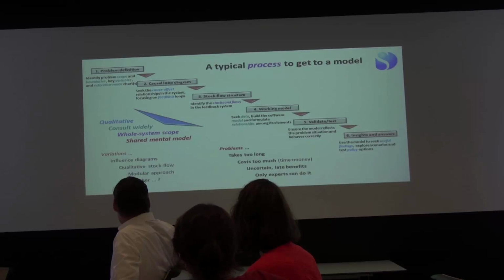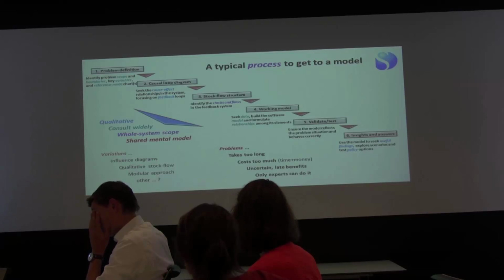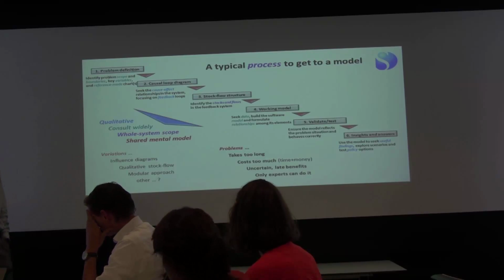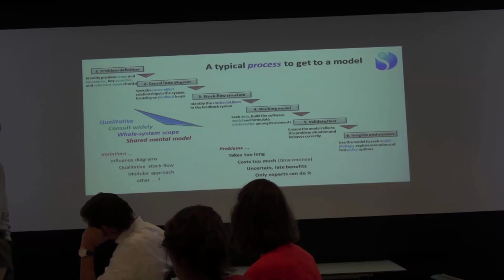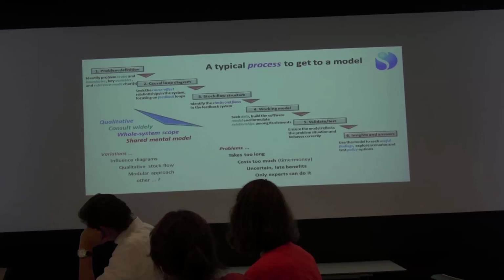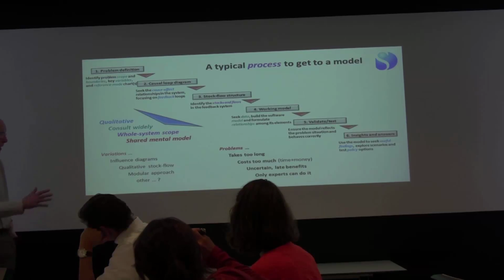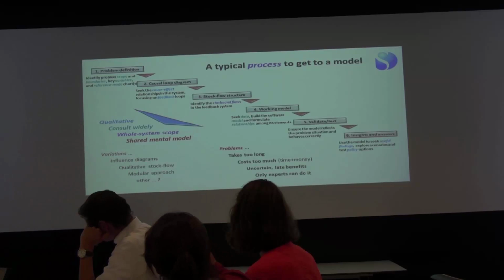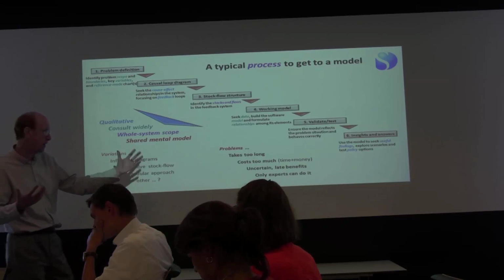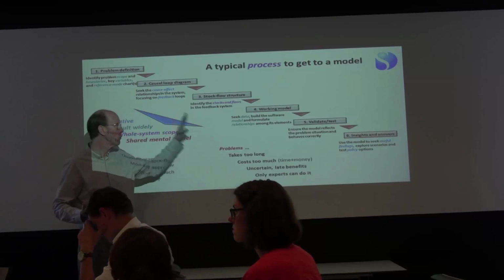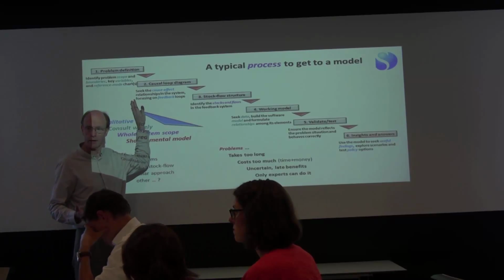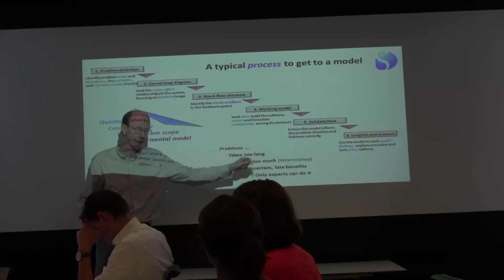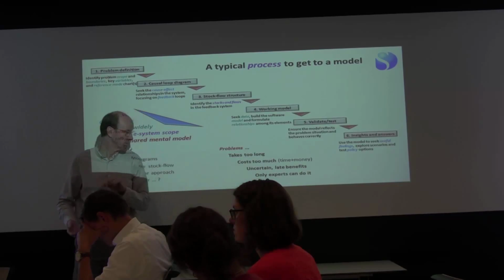The problems with this are that it takes too long and costs too much, in particular in time. It's not just a matter of money, it's time. Getting the time from all the people who are involved is very, very difficult and costly, and that's actually one of the reasons why it takes too long, because you can't get everyone's diary. If you get benefits, they're pretty uncertain. You don't know what benefits you're going to get, and you only know what benefits you've got when you get to the end, and that's quite late.